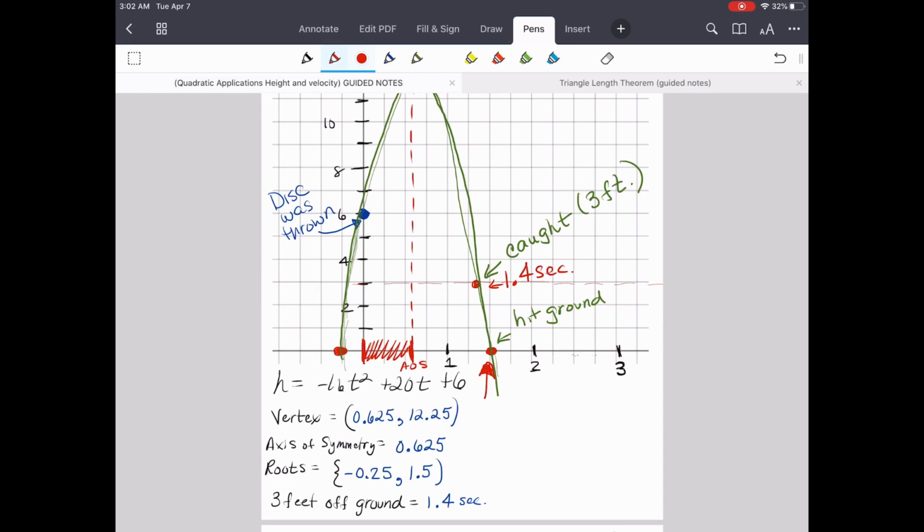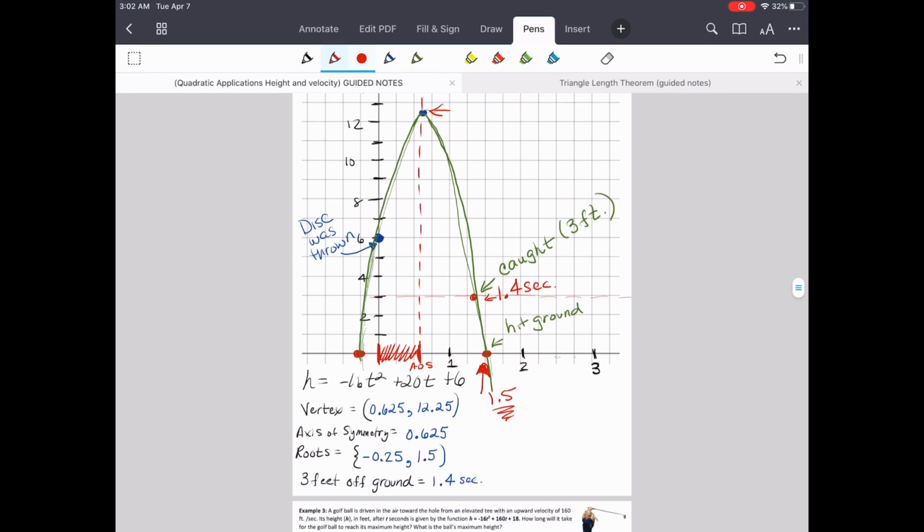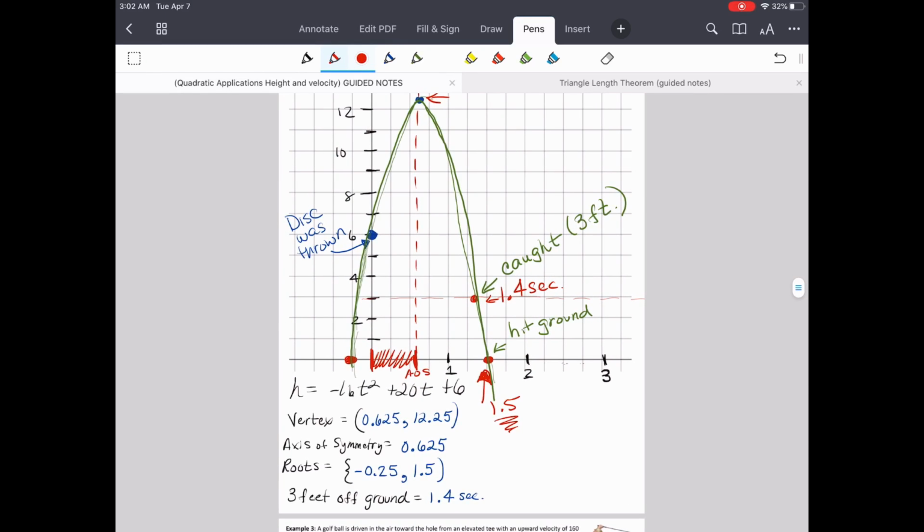How long was the disc? We didn't actually have to figure that out, but if we wanted to figure out how long it actually took to hit the ground, that would have been 1.5. But there it all is. I know it's a little messy. Your graph is good enough. We have all the relevant information there that we need.